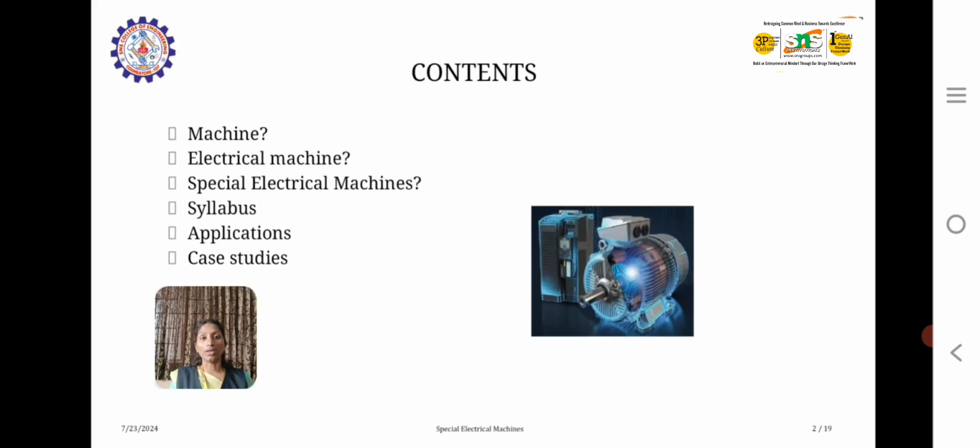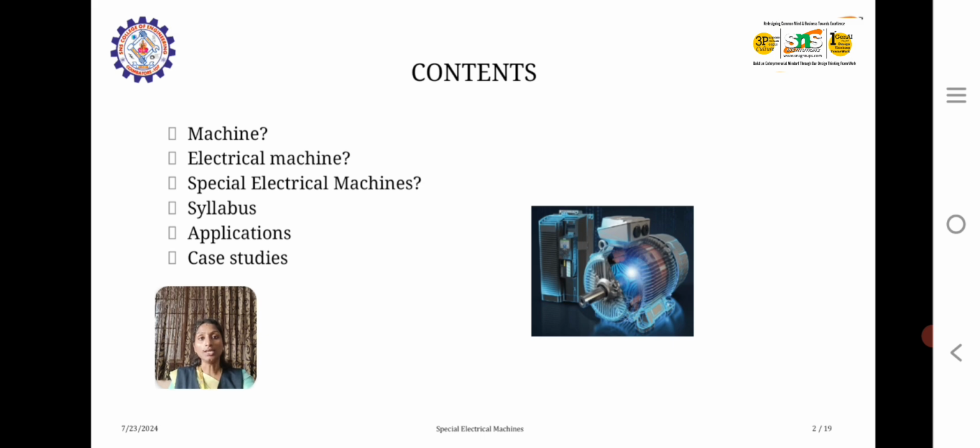In this presentation, first let us see what is a machine, an electrical machine and a special electrical machine, and the syllabus that we have in this subject will be discussed. Machine, electrical machine and special electrical machines, there is a difference.